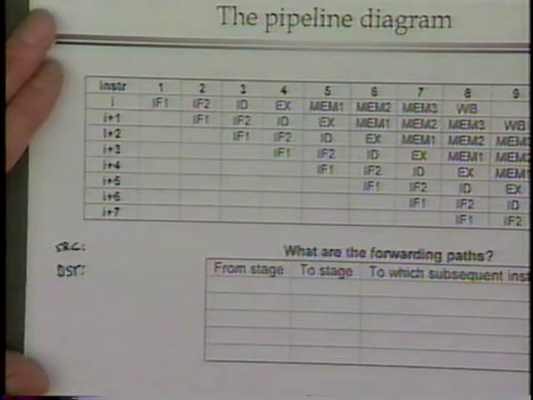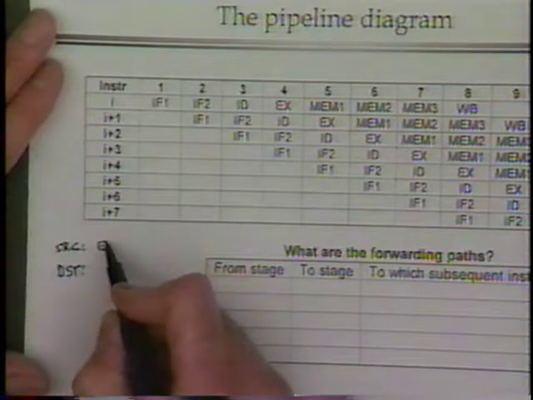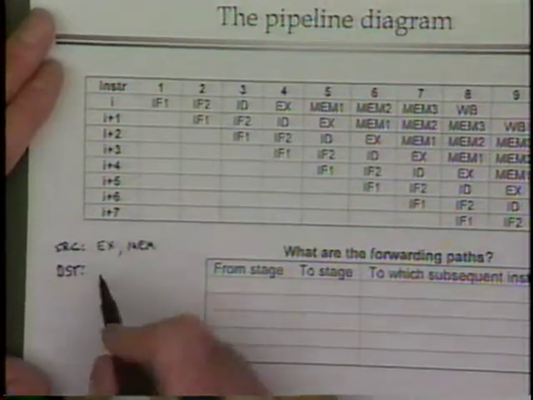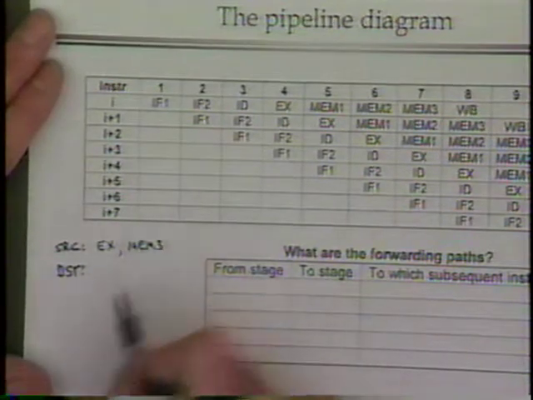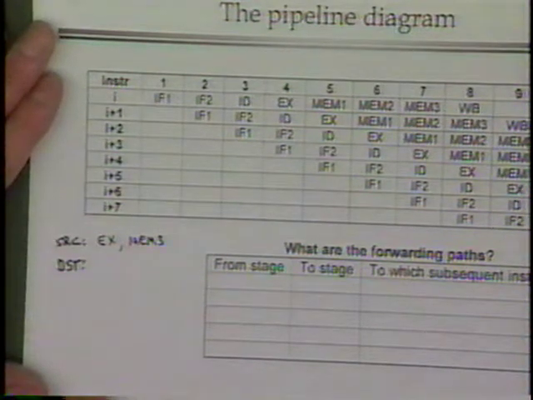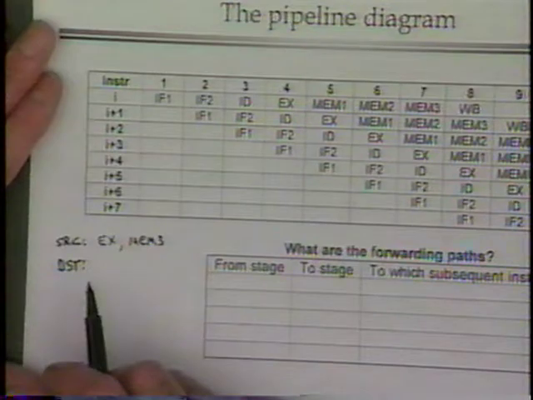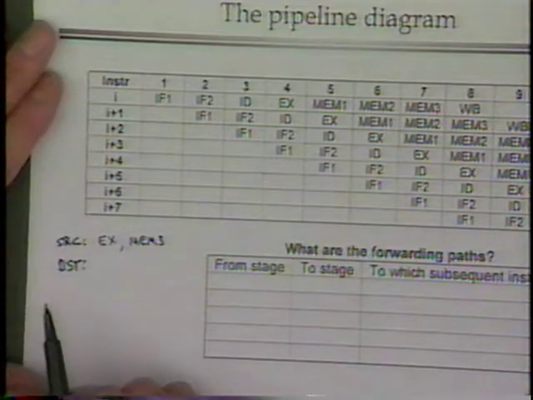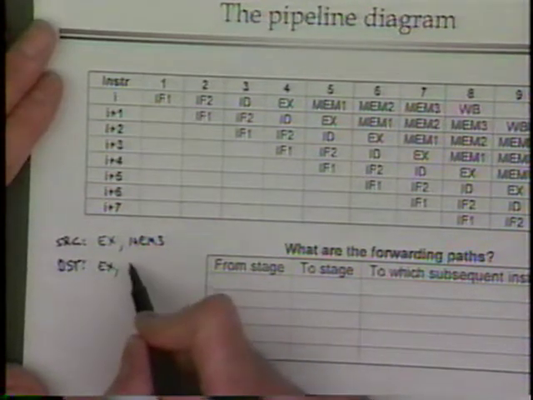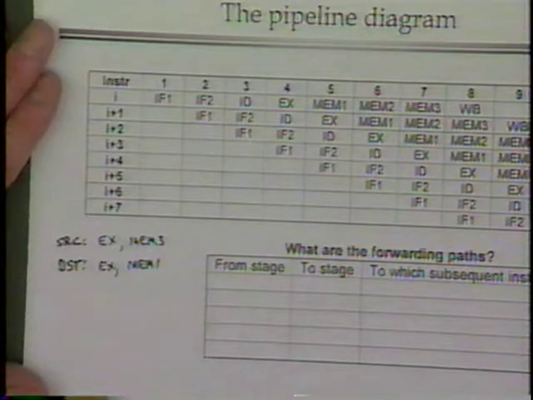From MEM3 and from EX are the stages where data can come from. Right. So the output of the ALU in EX produces results, and MEM3, the third stage of the multiple memory stage for a load instruction, produces results. What about the destinations? Where do we need results to go to? EX. What else? MEM1. Right. For store instructions, we need to do that.